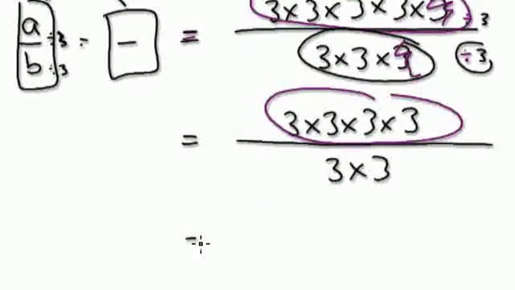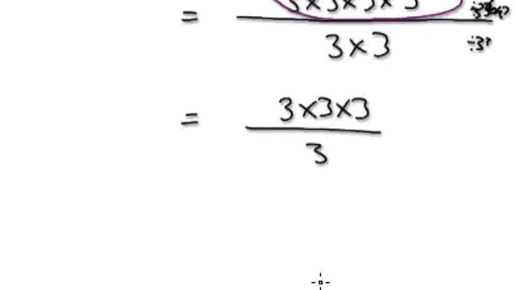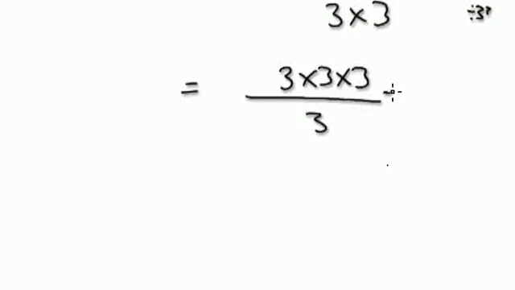Okay, and now divide top and bottom by 3 again. Well, we could actually divide it by 3 times 3. Well, don't worry about it. Let's just divide top and bottom by 3. Okay, so this would be 3 times 3 times 3. This would be 3. Okay, now divide top and bottom by 3 again.